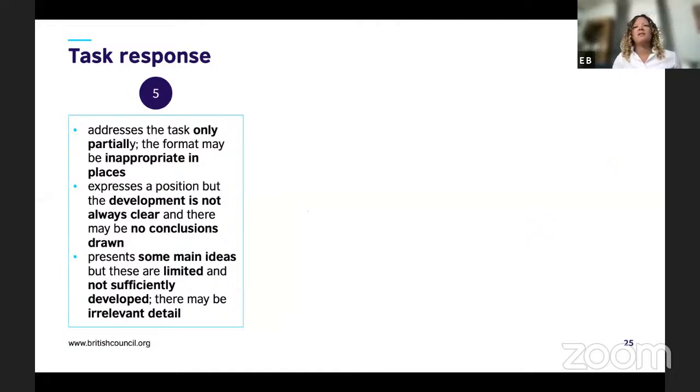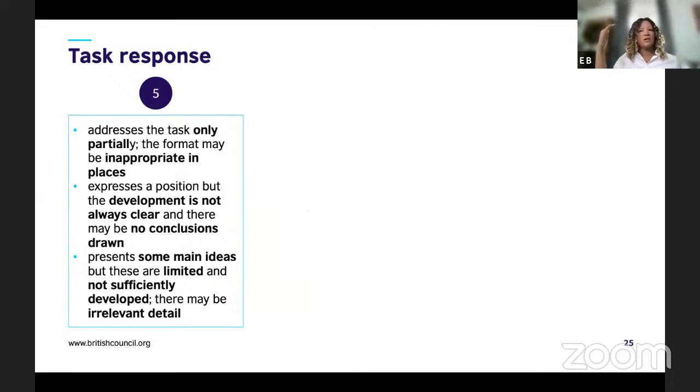So they might clearly state that this is why countries suffer from unemployment, but they may not show us exactly how they got to that idea. And there may be no conclusions drawn. So they might have presented a lot of ideas, but they don't go anywhere, for example. They also present some main ideas, but they could be limited and not sufficiently developed. And this is similar to what we see in task 1 when we talk about mechanical recounting of detail and data.